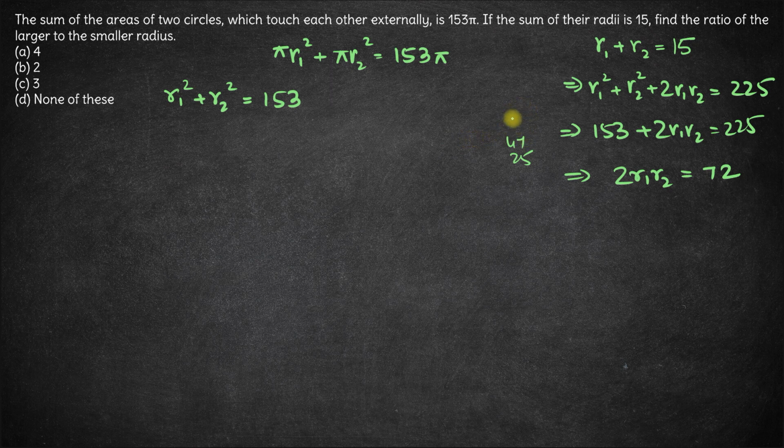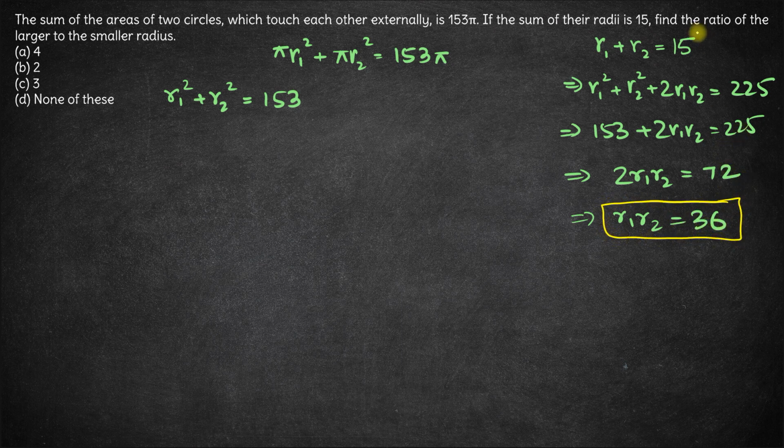So twice of R1 into R2 is 72. And this effectively gives us that R1 into R2 is 72 by 2, which is 36. So we have these two equations: the product of the two radii is 36 and the sum of the two radii is 15. Now if you are good with calculations, you can easily figure out that the values of R1 and R2 will be 12 and 3, right? 12 into 3 is 36 and 12 plus 3 is 15.